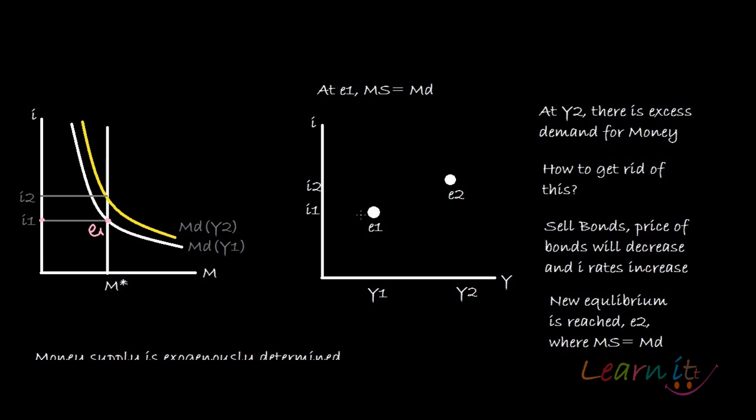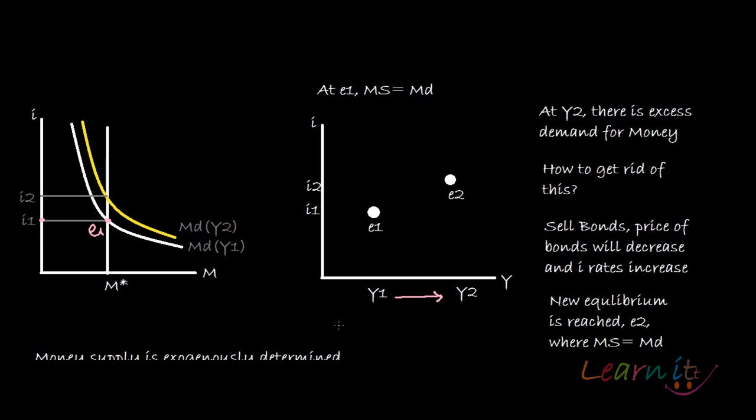Money market is in equilibrium when supply of money is equal to demand for money. And this is the first point on the LM curve, because the LM curve shows the locus of all money market equilibrium points. This is the first point on the LM curve, which is the relationship between the interest rates and output.